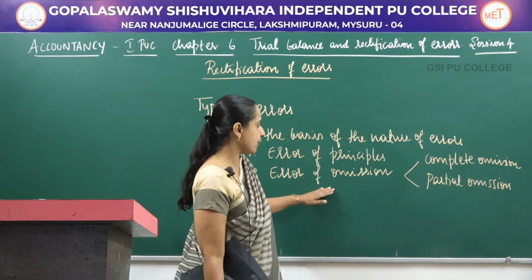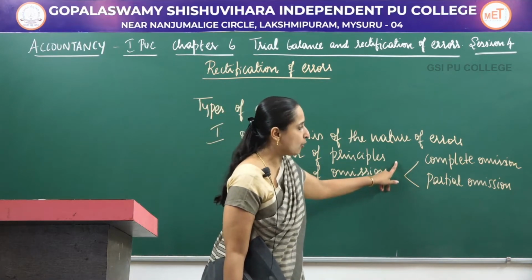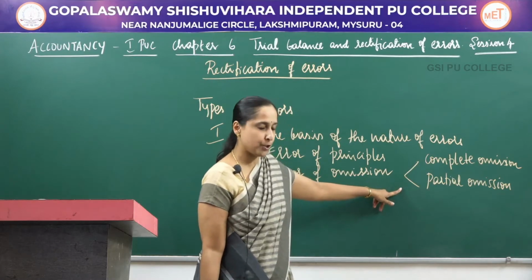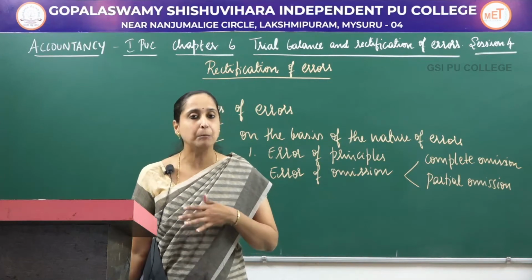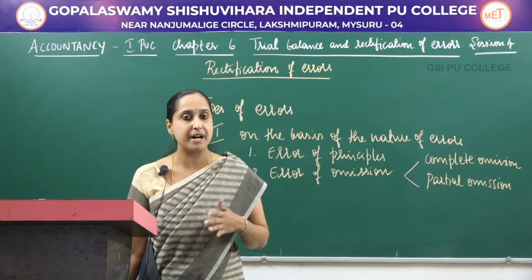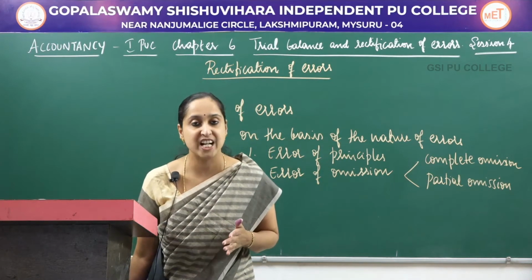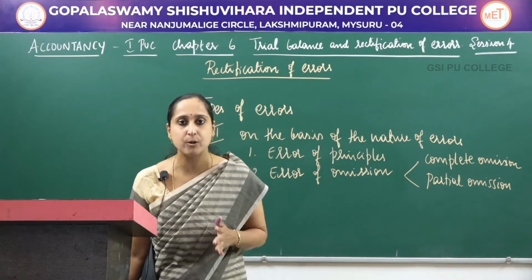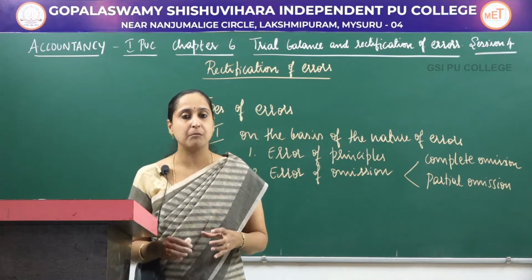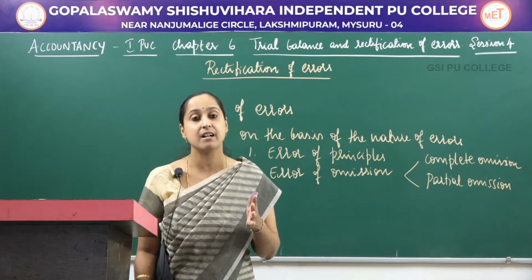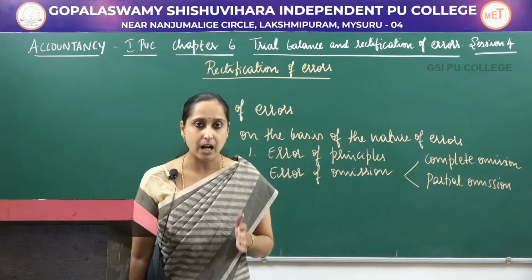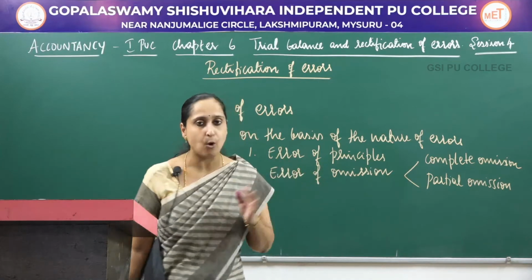There are 2 types of error of omission. First one is complete omission, second one is partial omission. What is complete omission? When a transaction is completely omitted from recording in the books of original entry, that we call it as complete omission. If we completely forget to record a particular transaction in the books of accounts, that we call it as complete omission.